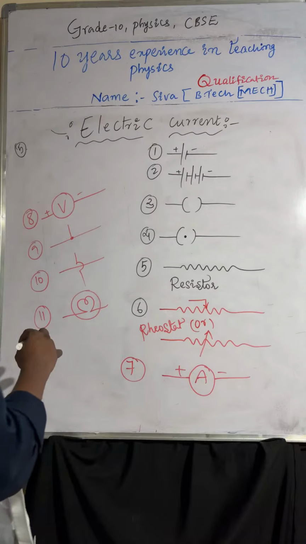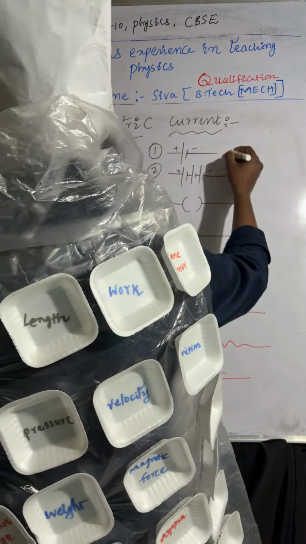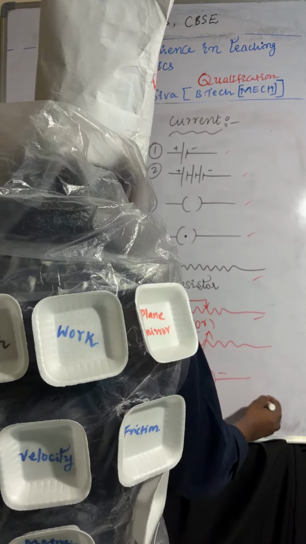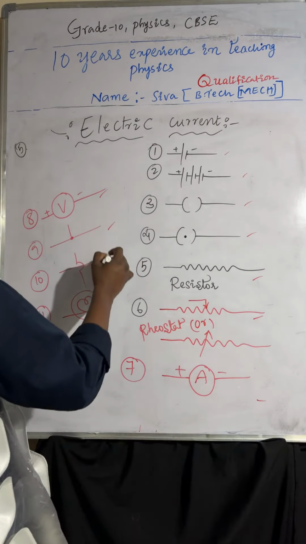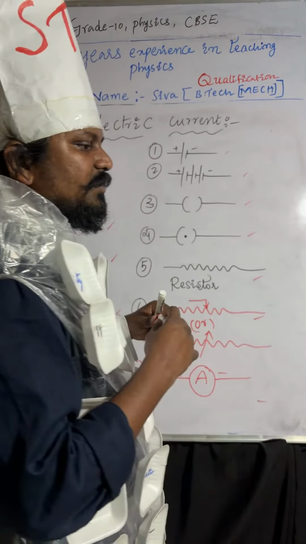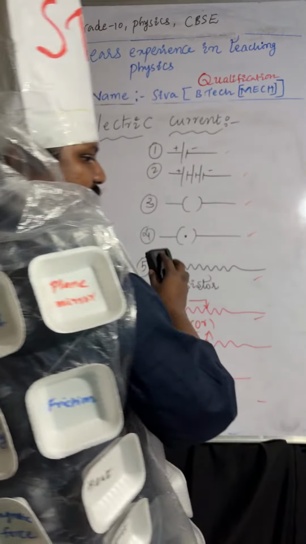So here we have the cell, battery, open switch, closed switch, resistor, rheostat, ammeter, voltmeter, wire joining, wire crossing, and electrical bulb. These are the commonly used components in the electric circuit. So now we will discuss the next topic.